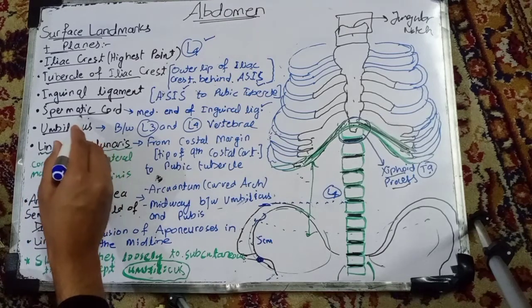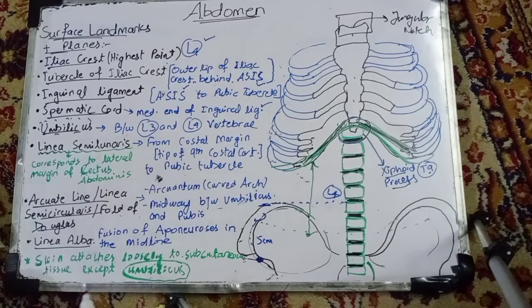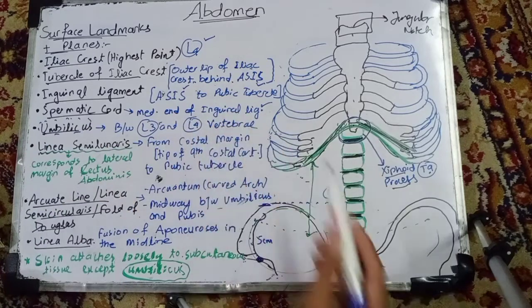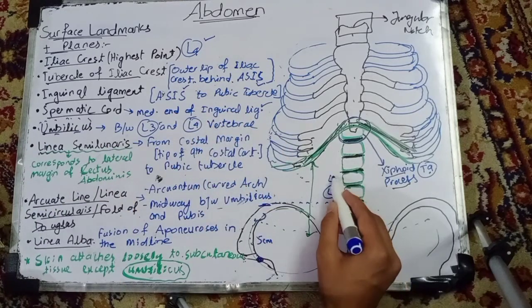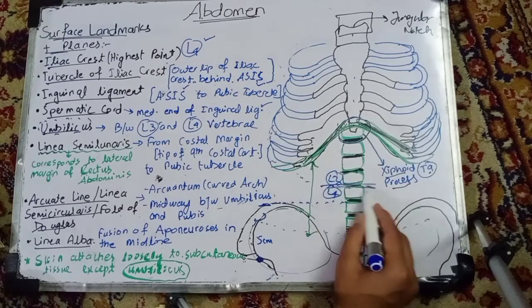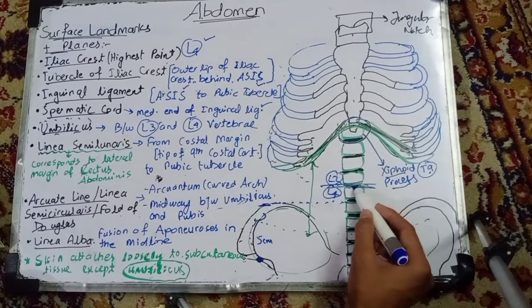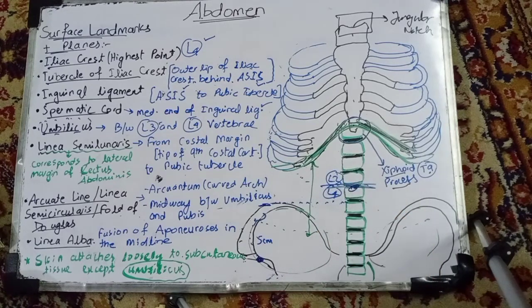The umbilicus, commonly called the belly button, is between the L3 and L4 vertebrae. So here will be the L3 vertebra, right? So between L3 and L4 you are going to have what? Umbilicus, right? Okay. Now we further move on. Here is an important point about the umbilicus: skin attaches loosely to subcutaneous tissue except at the umbilicus. So skin basically attaches tightly to subcutaneous tissue at the point of the umbilicus, right?